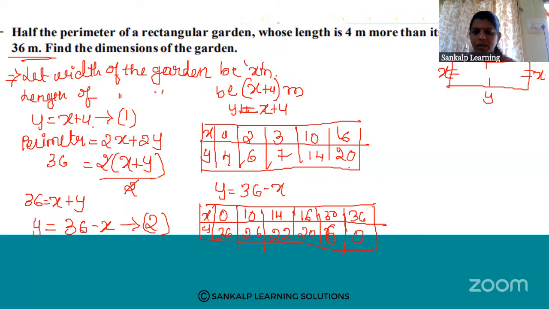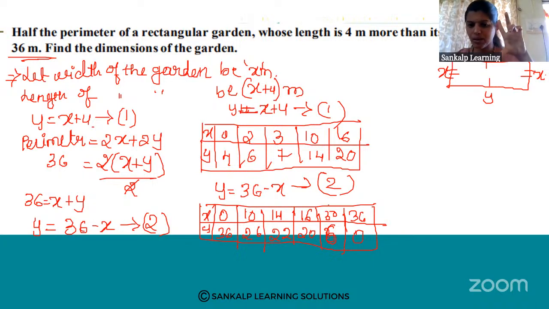So here we got two tables, right? One for equation number 1 and one for equation number 2. Now observe carefully. In these two tables, which value is common here? That means x values and y values, which value is the same here?